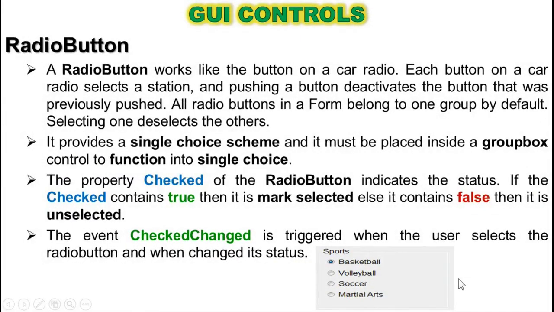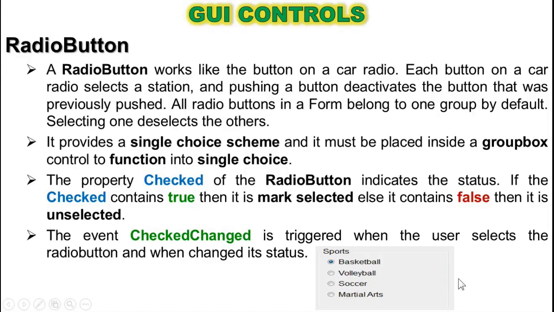A radio button works like the button on a car radio. Each button on a car radio selects a station, and pushing a button deactivates the button that was previously pushed. All radio buttons in a form belong to one group by default. Selecting one deselects the others. A radio button provides a single choice scheme, and it must be placed inside a group box control to function as single choice.